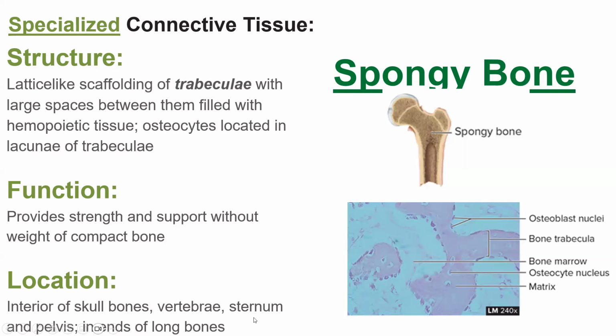And then remember, for spongy bone, these are on the ends of our long bones. So those are the epiphyses. The compact bone is found in the shaft. That's the diaphysis. And we'll look at that again in our skeletal lecture.